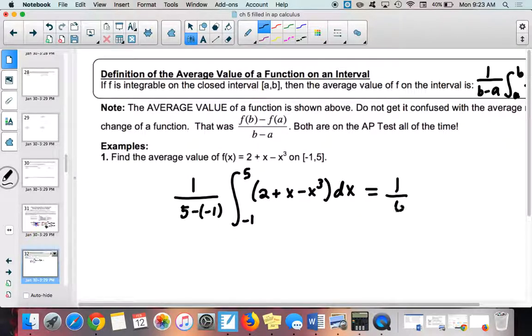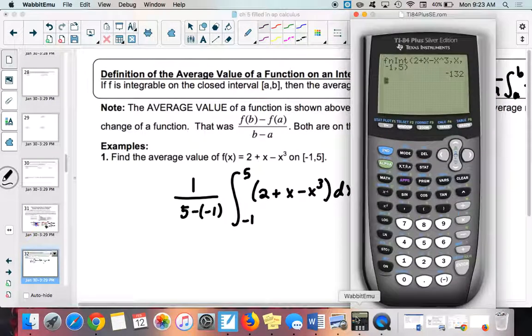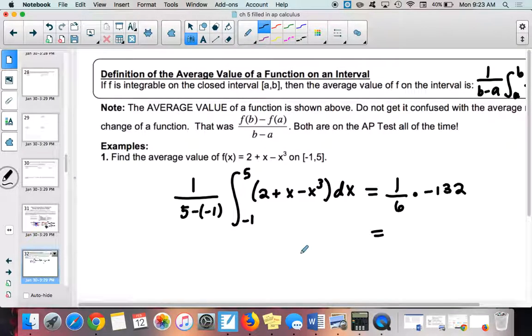But I still have that number out front, so don't forget that number out front. So I have 1 over 6 times negative 132. So then I basically take that number and I divide by 6. So I get negative 22 as my average value. Easy enough? Just a formula. That's all this is.